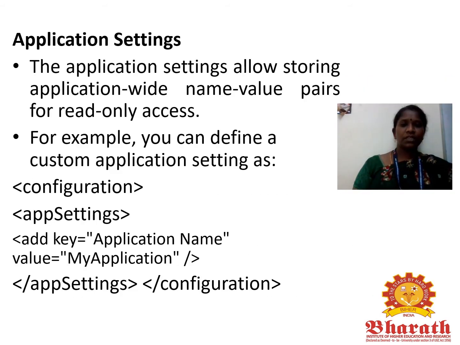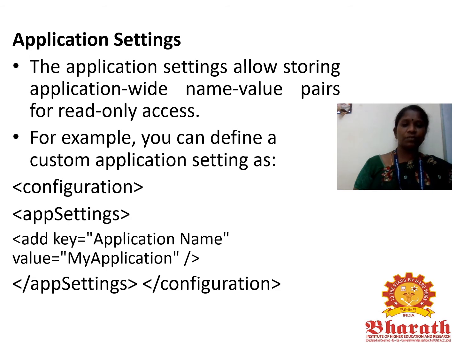Application settings. Application settings allow storing application name-value pairs for read-only access. For example, it can define custom application settings. What do custom application settings mean? First configuration, next application settings. The application settings are mainly used for key values, that is, the application name and value of the application. Next, close the tag for application settings and close the tag for configuration.